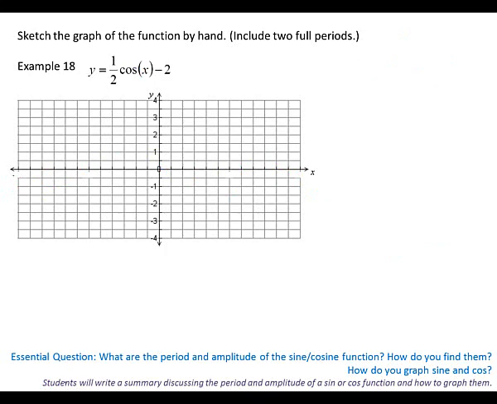So the big difference here, not only do I have, it looks like my period stays kind of normal, right? What's the period on this one? 2 pi, right? Because there's nothing in front of the x. It's a 1. What's your amplitude on this one? 1/2. Good. But it looks like it's shifting. Where is it going? Up or down? Down. Okay, so here's what I'm going to do.